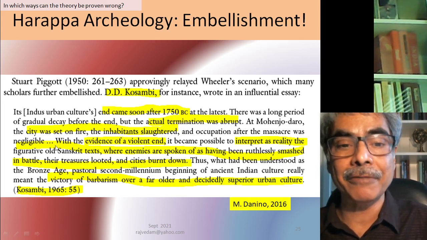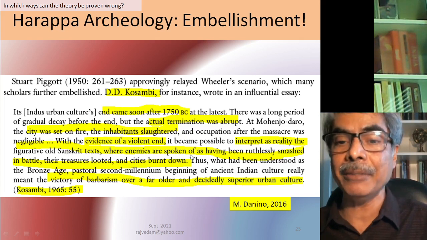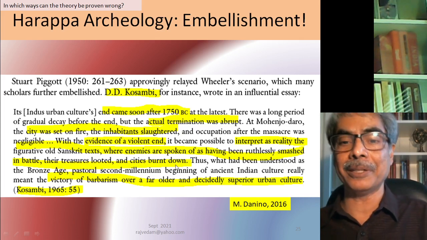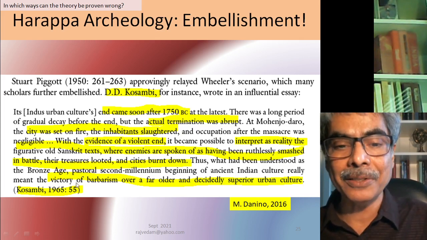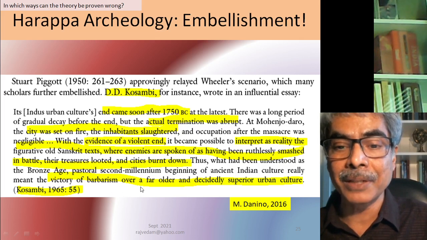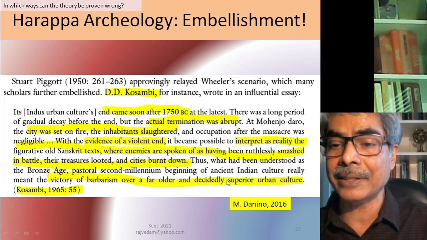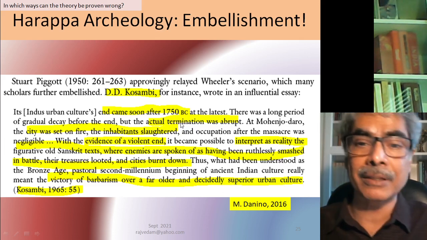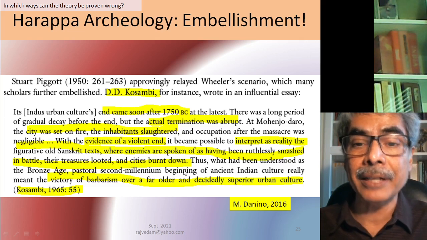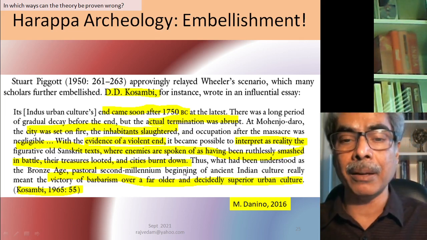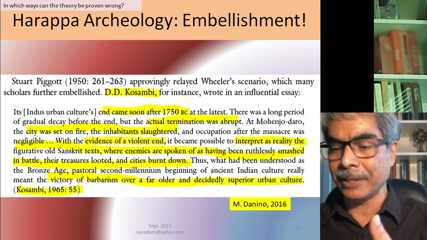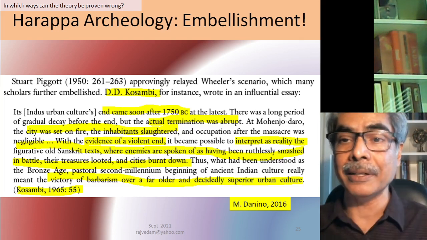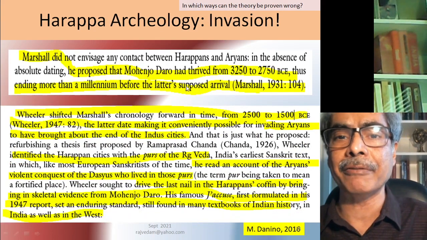Interpret as reality, the figurative old Sanskrit texts where enemies are spoken of as having been ruthlessly smashed in battle, treasures looted, cities burned down, and he calls it the victory of barbarism over a far older and decidedly superior urban culture. So these are the kind of embellishments that are further done by Kosambi by trying to bring in certain adjectives that will mentally give the picture that Rig Veda and the Aryan invasion of India and the archaeology are related. So this is the kind of embellishment done in that time frame.